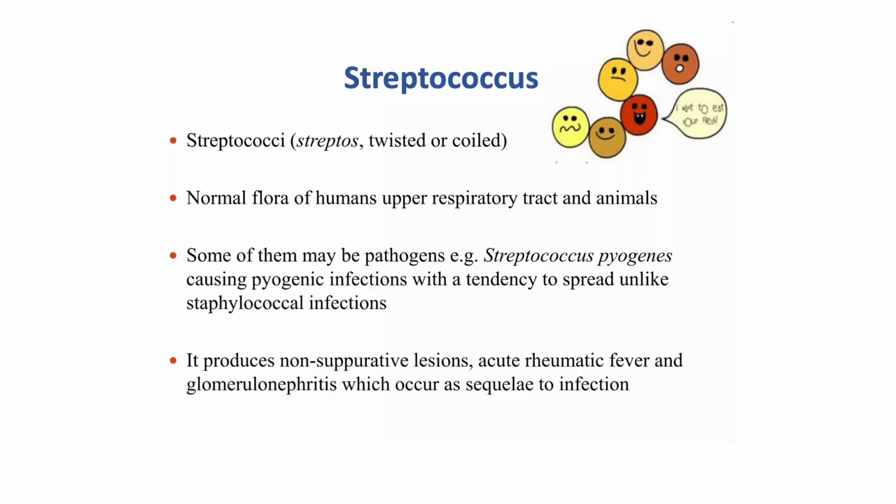The next one is streptolysin O. Before that, streptococci are normal flora found in the upper respiratory tract of humans and animals. Some of them, like Streptococcus pyogenes, may be pathogens causing infections. It produces non-suppurative lesions, which means that there is no pus secreted. They also cause acute rheumatic fever and glomerulonephritis, which occurs following the infection. Glomerulonephritis is the inflammation in the filtering part of the kidney, which is the glomerulus.